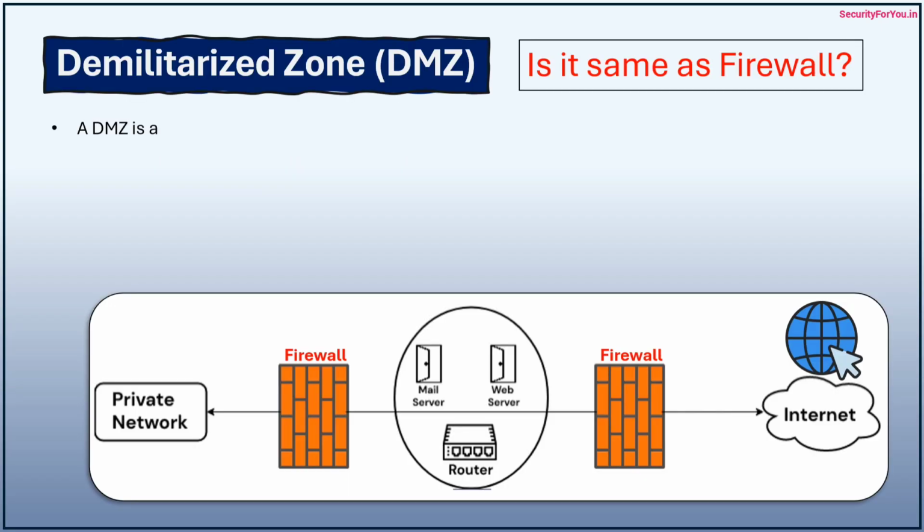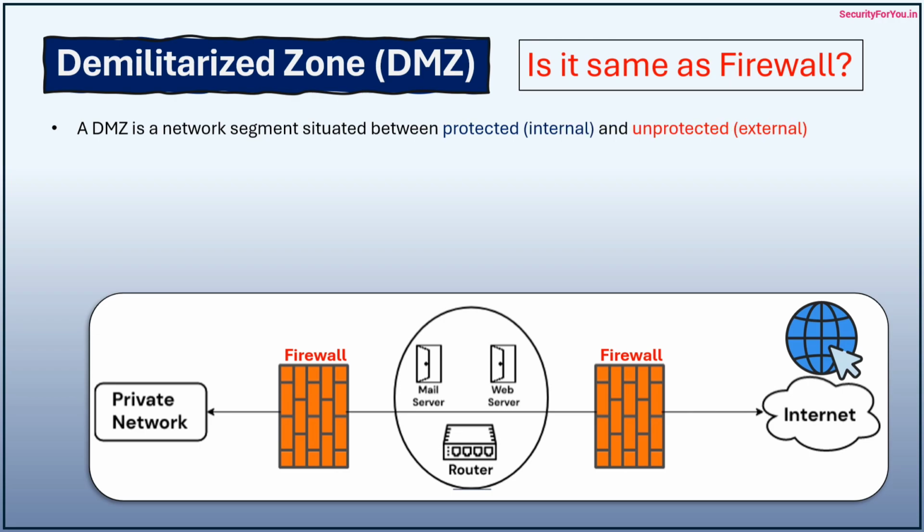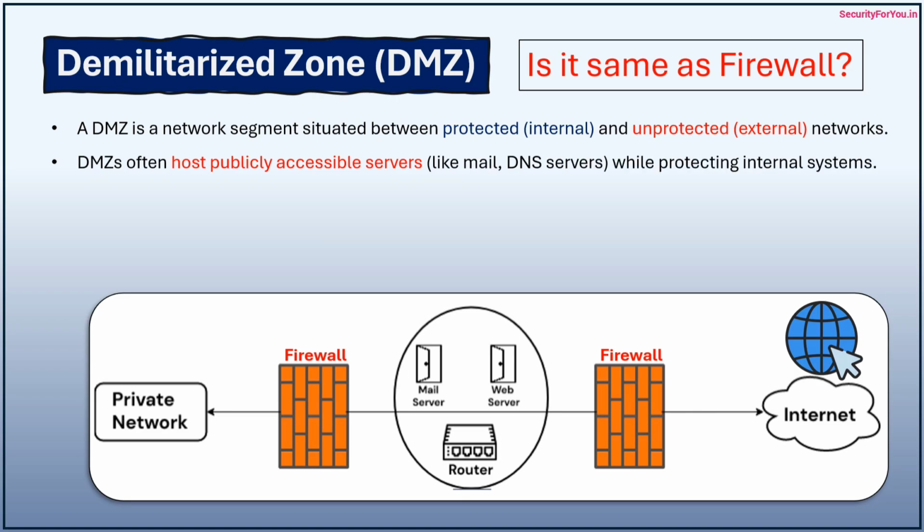A demilitarized zone is a network segment situated between protected, which is your internal, and unprotected, which is the external network or internet. DMZs often host publicly accessible servers like mail and DNS servers while protecting internal systems. And firewalls are configured to create DMZs, providing a buffer zone to enhance security.